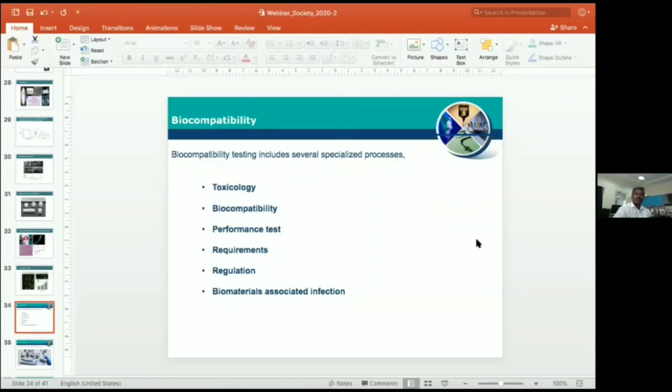One is, we need to definitely look at the toxicology perspective, biocompatibility and performance traits, what the requirements are, what regulations we need to follow, and the biomaterial-associated infection. These are all laboratories approved by the Government of India. So we have to get the certification on whether this material is really biocompatible, and then we can go to the next level. And we also need to do several clinical trials, like clinical trial 1, 2 and 3, to check whether our material is really working fine or not.